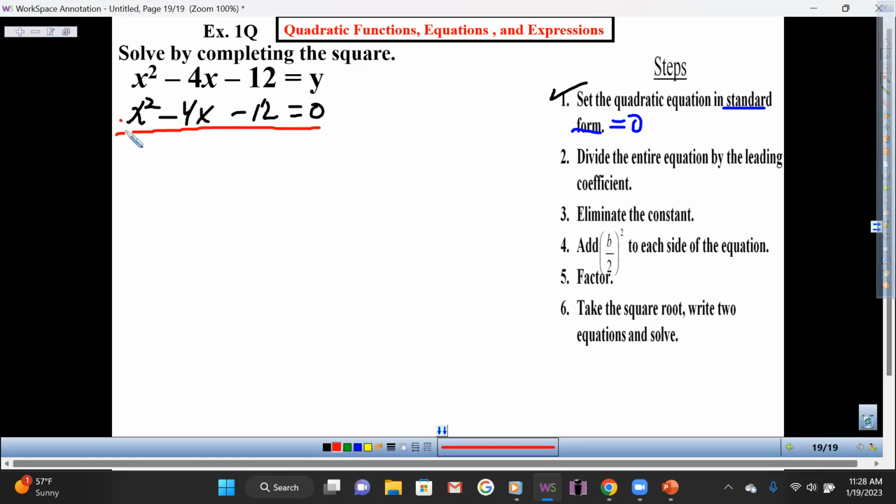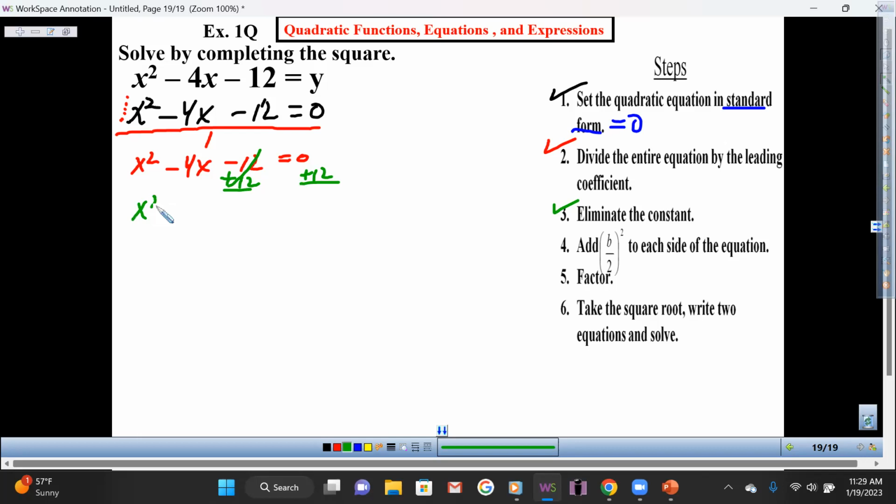No, what is the leading coefficient? Yeah, an invisible one that's right there. So I'll divide it by 1 and I end up with the same thing. Very good. Make sure you write that step down so you're creating some muscle memory, because once we have a number there, you should be able to do that. Step 2 is done. Step 3, eliminate the constant. Joel, go. What do I do? The constant, the number without a variable. What do I do? Yeah, add 12, add 12.